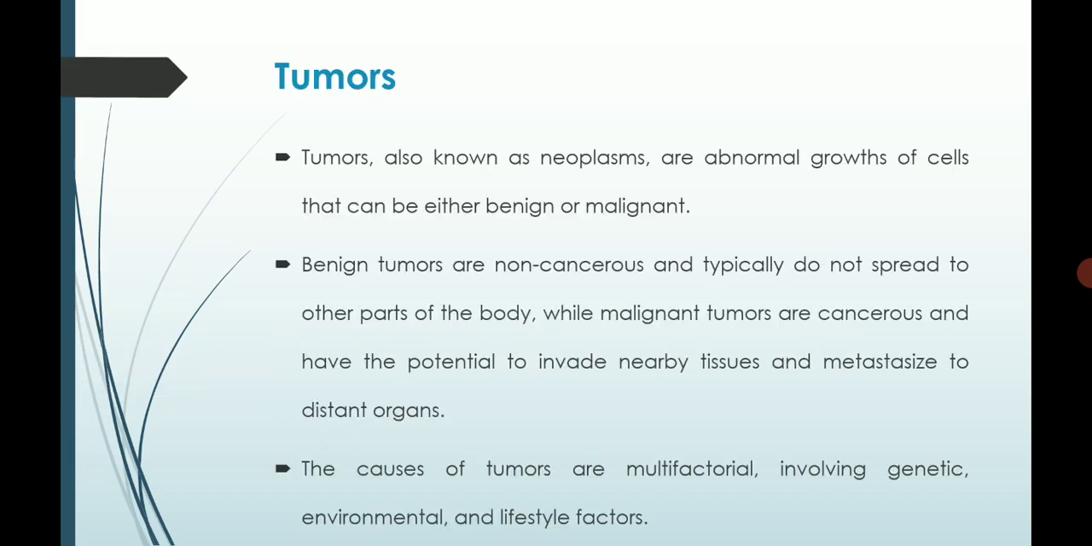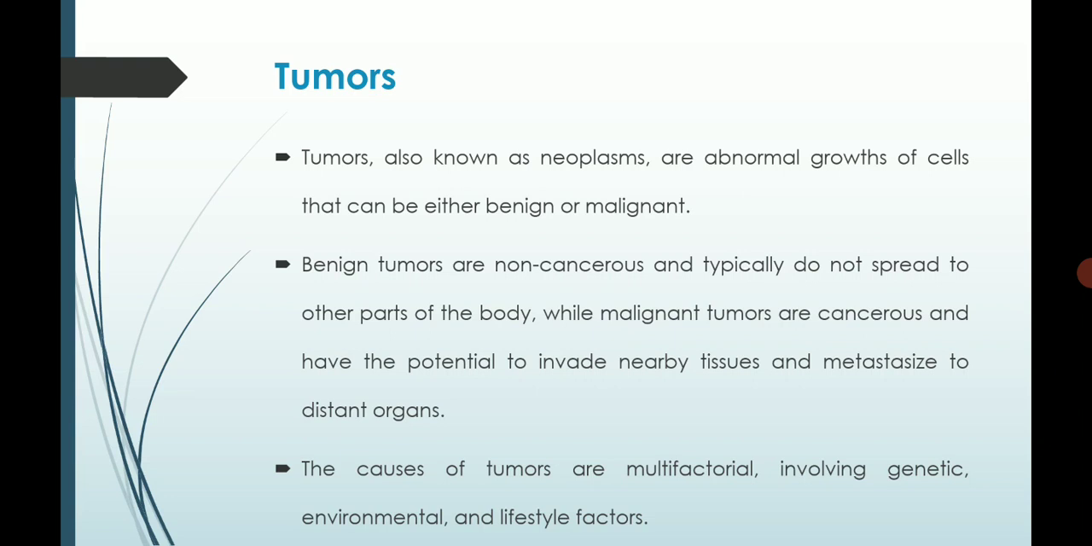Tumor is another term for cancer. It is also known as neoplasm, or abnormal growth of the cell. As I said, the cells are abnormally growing because of various factors that we will discuss one by one later, and those are called tumors. There are two types of tumors: one is benign tumor, and the second one is malignant tumor.